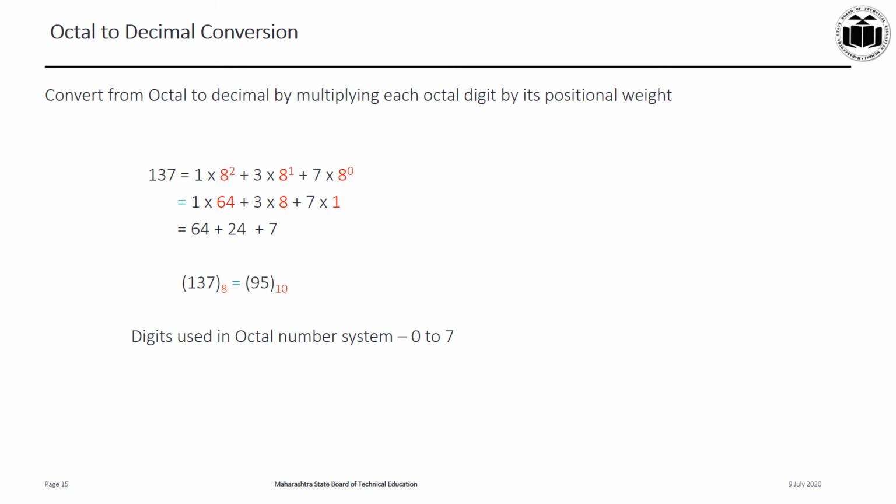Octal to decimal conversion. For conversion of octal to decimal, each octal digit needs to be multiplied by its positional weight. The octal number here is 137. Each octal digit is to be multiplied by its positional weight, and the summation of all gives you the decimal representation, which is 95 in this case. Remember students that the digits to be used in the octal number system are from 0 to 7.